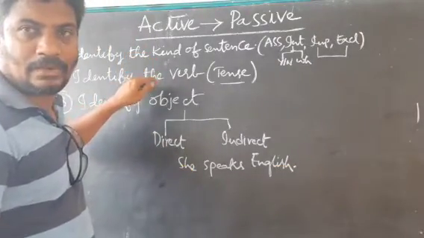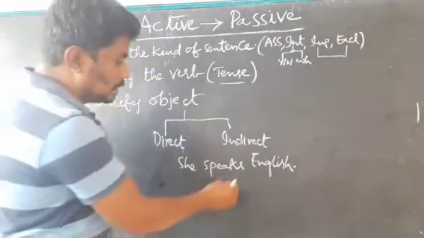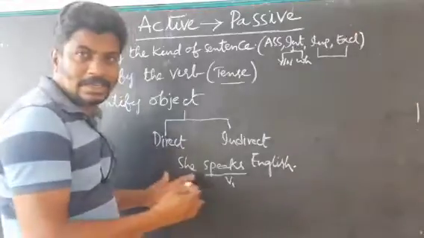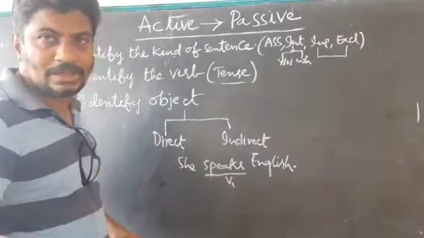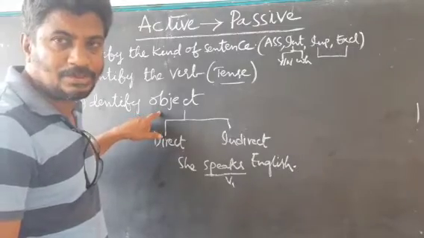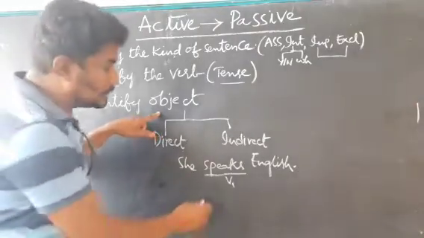Second one, identifying the verb form so that you can tell the tense. The verb here is speaks. It is in V1 form, S or ES. Hence it is in simple present tense. Second step is over. Third step: this is what we are discussing, identifying the object. See, what is the verb here?